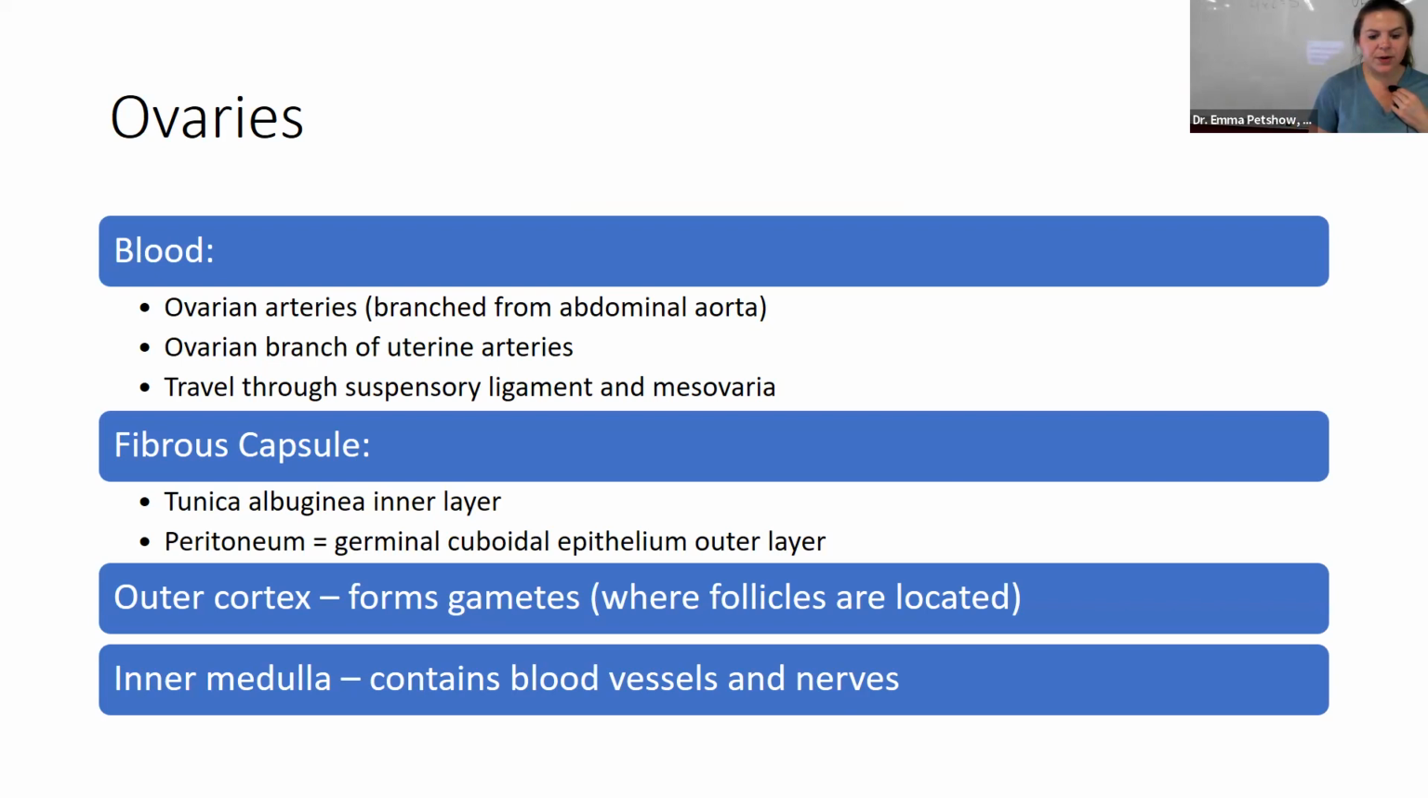Ovaries, again, some important anatomical structures. The gametes are formed in the outer cortex of the ovary. There is an inner medulla that has blood vessels and nerve supply, but the outer cortex is where our follicles are located and where gametes will form.